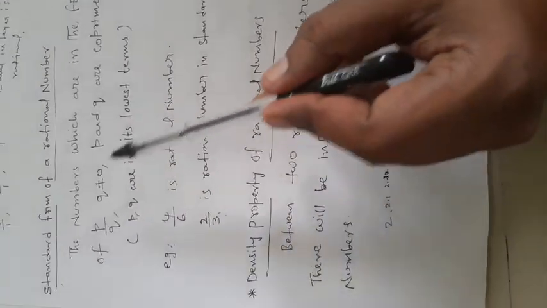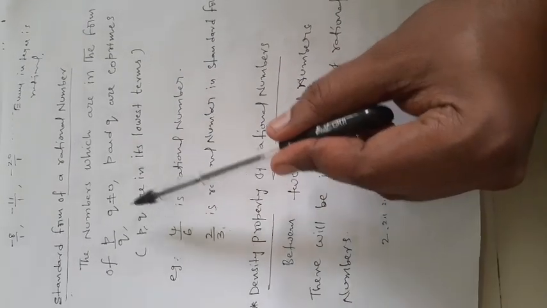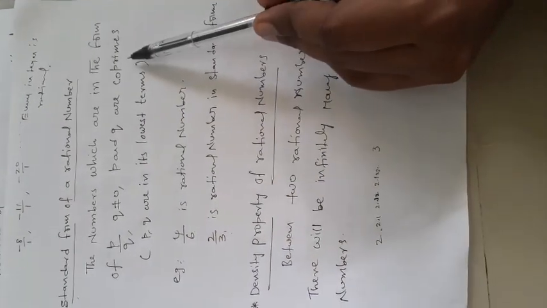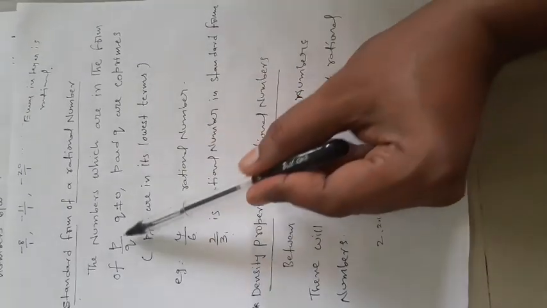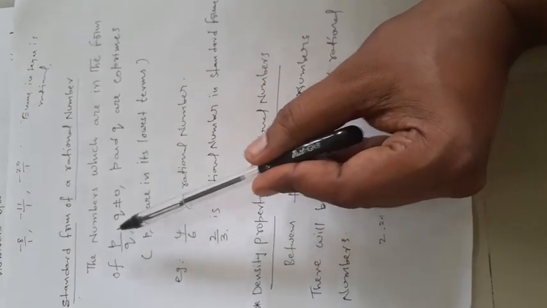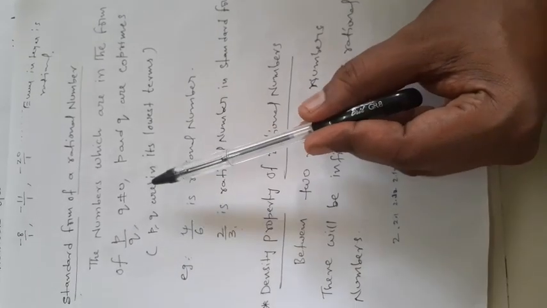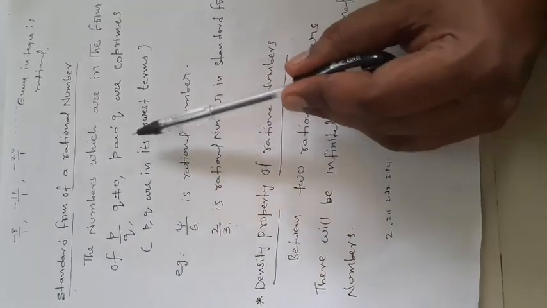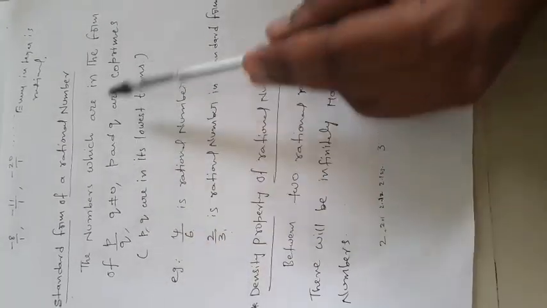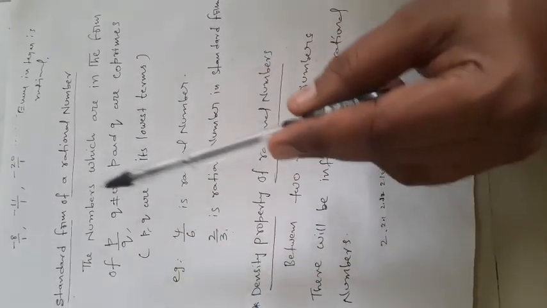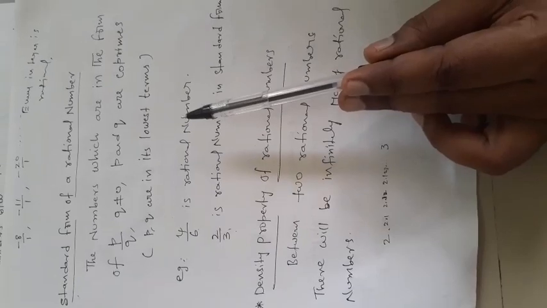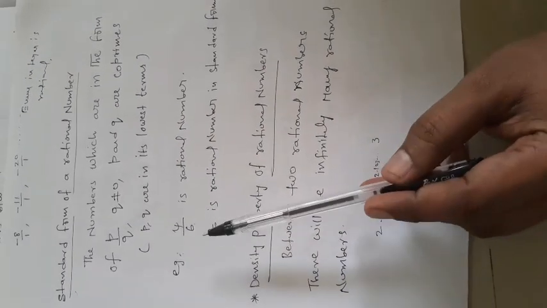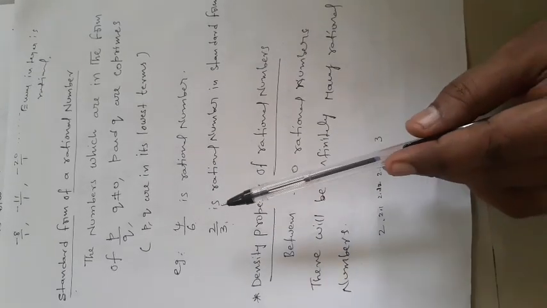So numbers which are in the form of p by q, q not equal to 0, where p and q are co-primes, meaning p and q have no common factor other than 1, that means p and q are in their lowest terms. Then we can say the rational number p by q is in standard form. Whenever you express any rational number, you should express it in the standard form only.